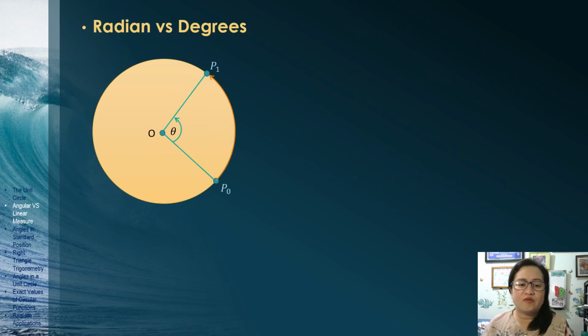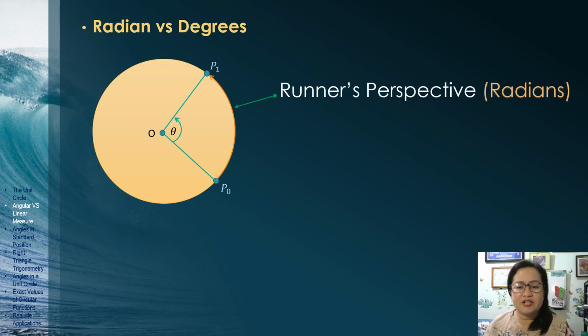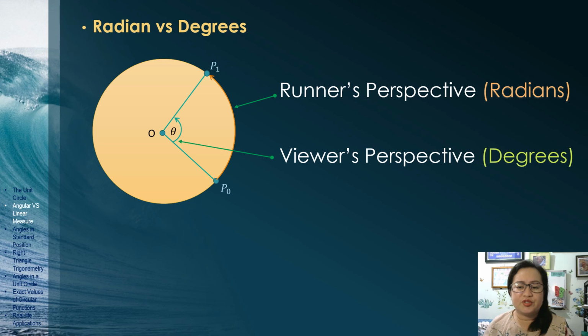The measure of the central angle and the arc of a circle can be expressed in radian or in degree measure. Now, what's the difference between the two? According to mathematicians, they just differ in the perspective. Radians is better used if you are the runner, while degree is better used if you are the observer.